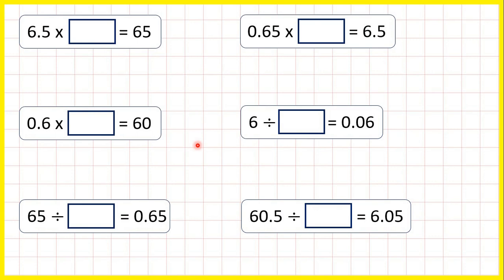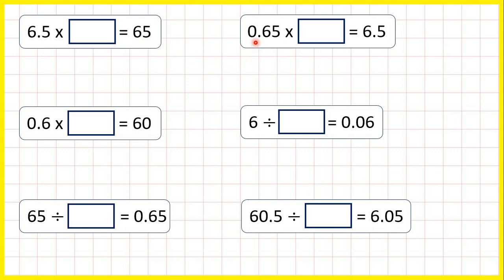So here we have some missing number problems for multiplying or dividing by 10 or 100. How do we know that our missing numbers must be 10 or 100? Well, if we look at the digits in the question, we can see that they're the same as the digits in the answer. If we ignore the place values, we have a 6 and a 5, and then in our answer we have a 6 and a 5.